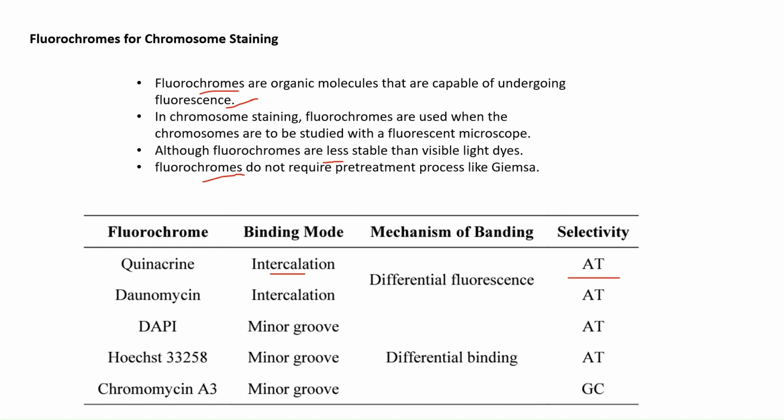So these are fluorochromes. We can use Giemsa stain also. We can use fluorochromes also. If we have a fluorescent microscope, then we can use the fluorochromes. Otherwise, we can go with the Giemsa stain.